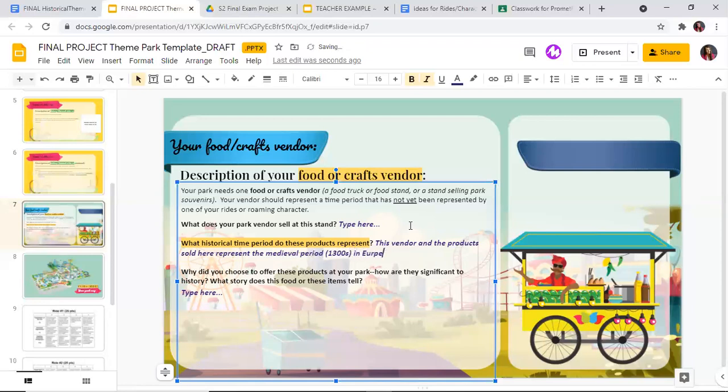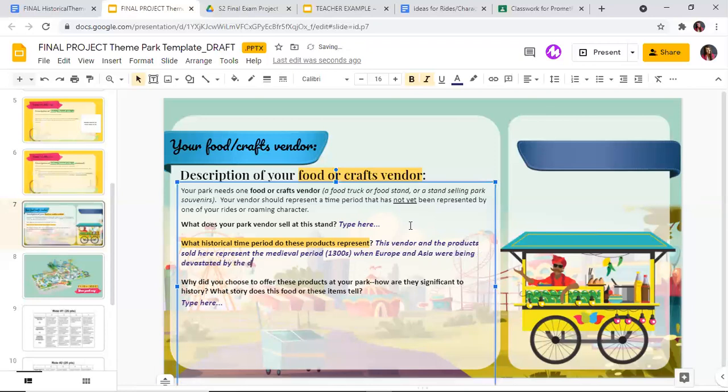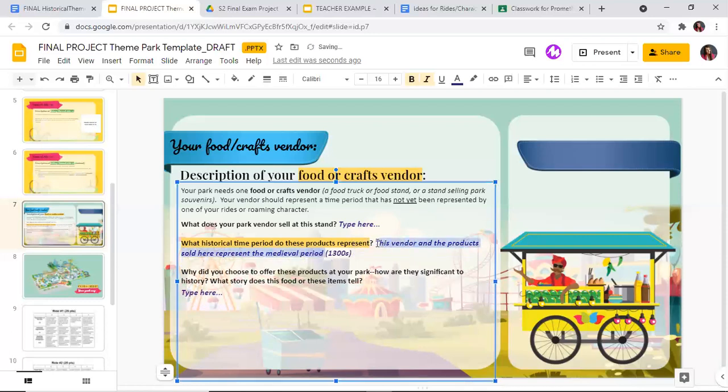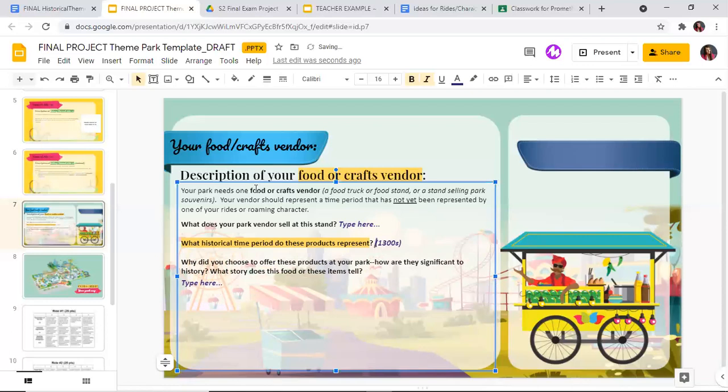In Europe, or even maybe when Europe and Asia were being devastated by the deadly bubonic plague. That would be the appropriate response to that prompt. Just a sentence, but please do not just say 1300s. Okay? That is insufficient. That is not enough detail. It is not exciting anyone to come to your park.